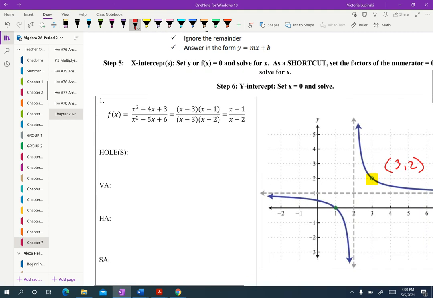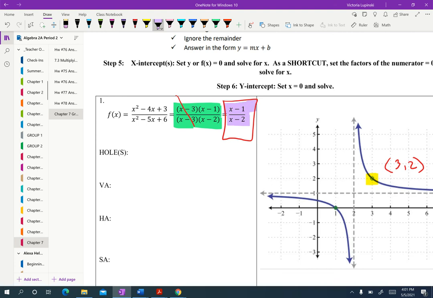So if we go back to the steps for the hole, the first step is we're going to factor the numerator and denominator, which you can see I did for you. Factors of positive 3 that add up to be negative 4, and factors of positive 6 that add up to be negative 5. Just like always, you are allowed to cancel the x minus 3's from the top and the bottom. When you do that, you now have what's called the simplified version, which means that for all the steps going forward, you're going to use that simplified version.